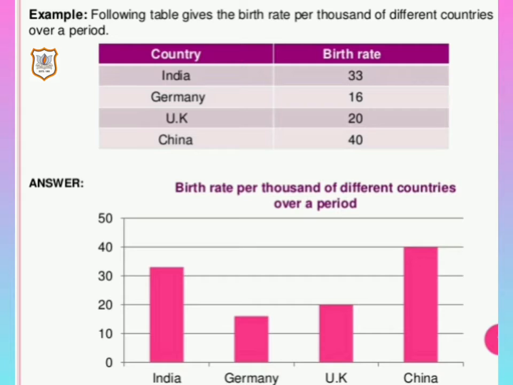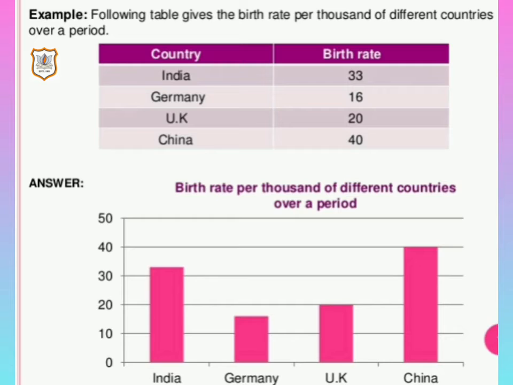Next, UK. UK is having birth rate 20,000. So the bar is drawn up to 20. That represents that UK is having birth rate of 20,000. China is having birth rate 40,000. So the bar is drawn up to 40 to represent that China is having 40,000 birth rate. So this was the very basic sum related to bar diagram. Sum number 1 of exercise 2.3 is your homework to solve. It is just similar to this example.